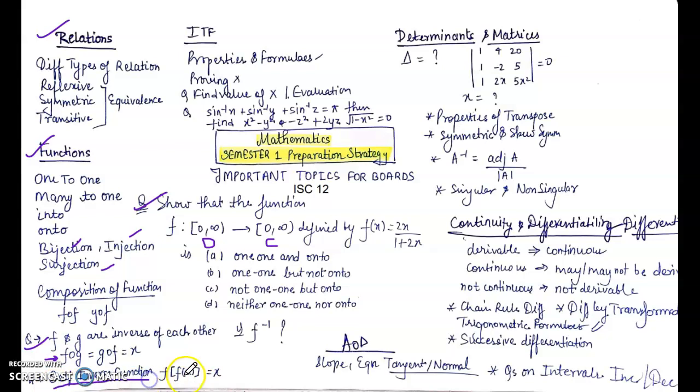Self-inverse function: f of f of x is equal to x. This is the formula for this function. They'll be giving you f of x. It may be 2x divided by 1 plus 2x or any other function.